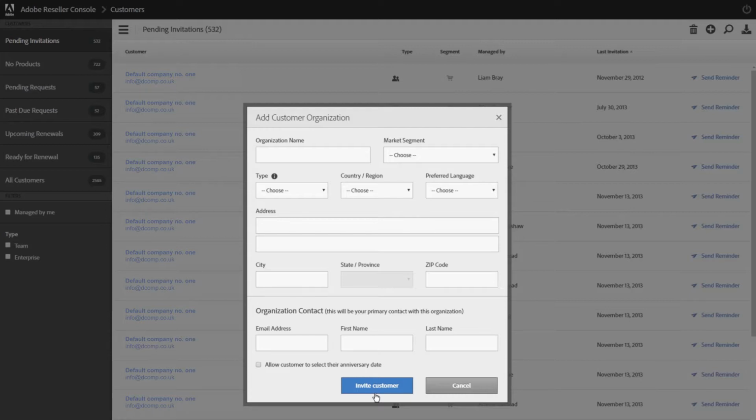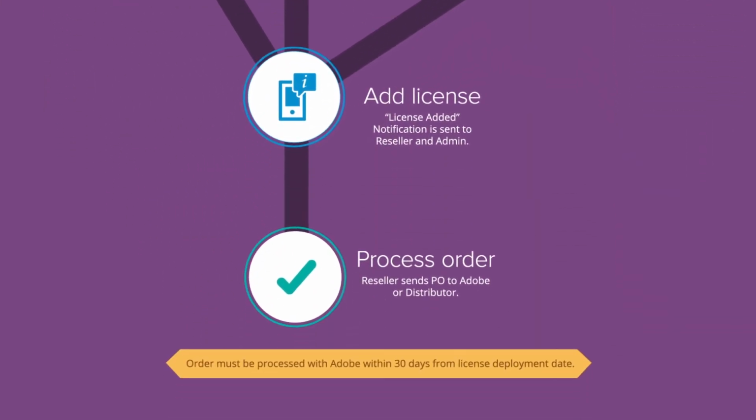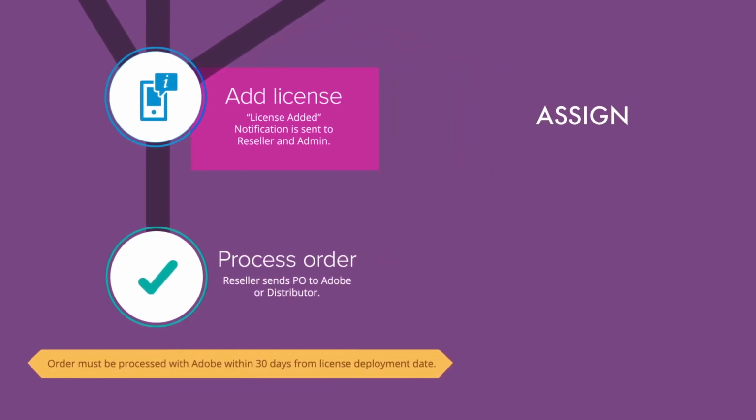This is where your customer will need to enroll onto a new agreement and set up their login. Once they've done this, they'll have immediate access to their portal. The customer now needs to add the license via their portal before we can process the order. Customers can assign the license to an end user, download, and use the application straight away.